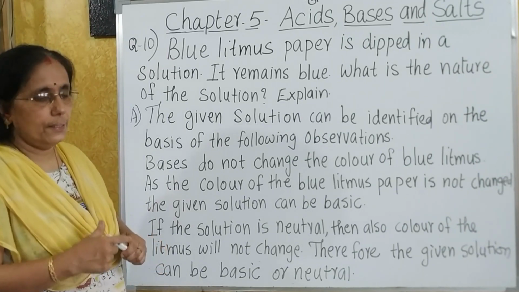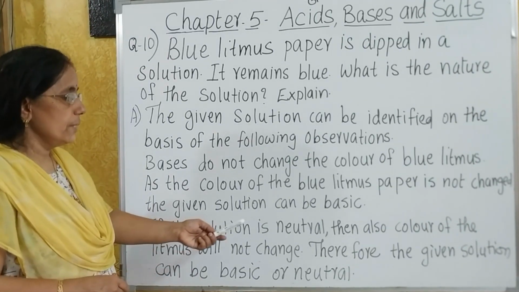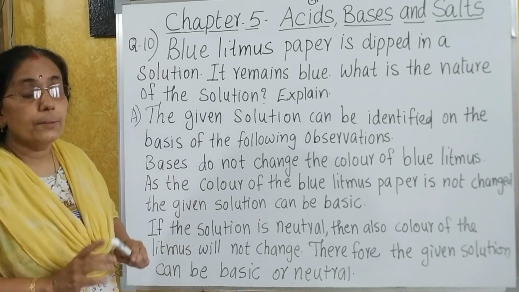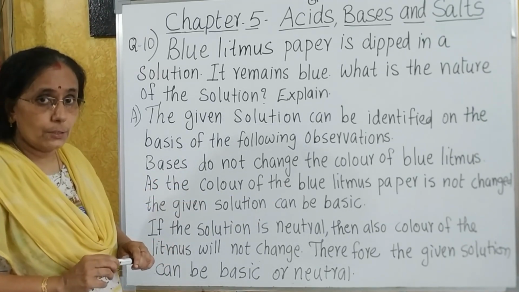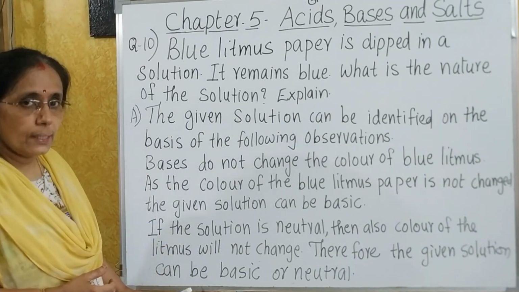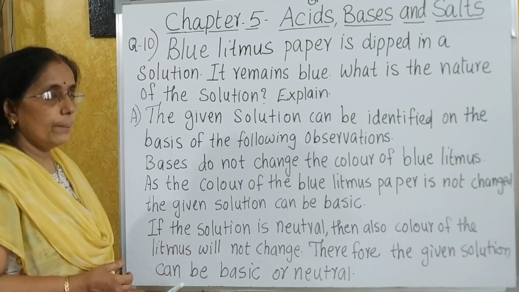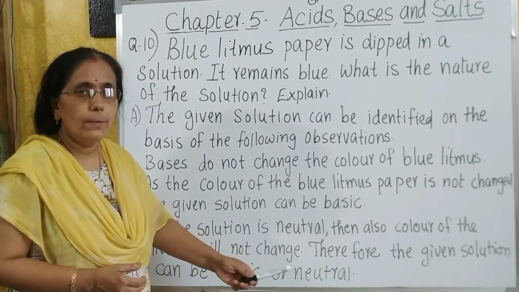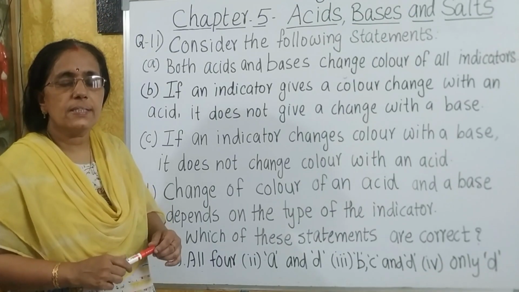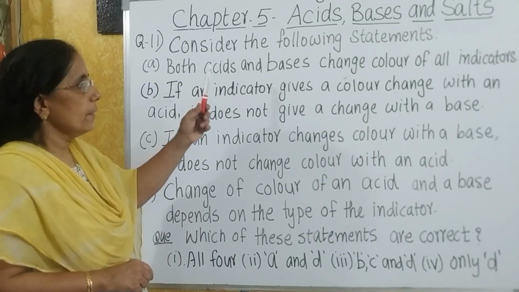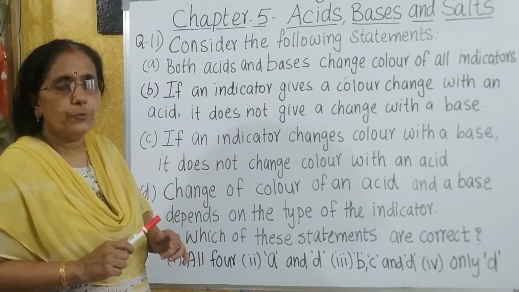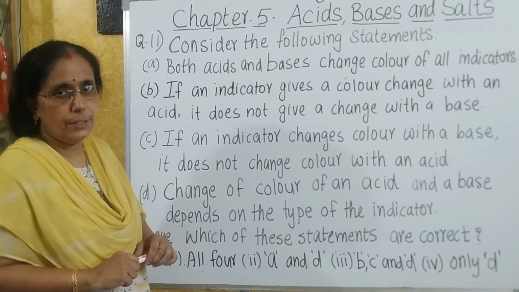But there is another condition. If the solution is neutral, then also the color of the blue litmus paper will not change. Therefore, what can be the nature of the solution? We can say that the given solution can be either basic or neutral. Now, let us discuss the last question. Here, a set of 4 statements are given and you have to find out which are the correct statements.